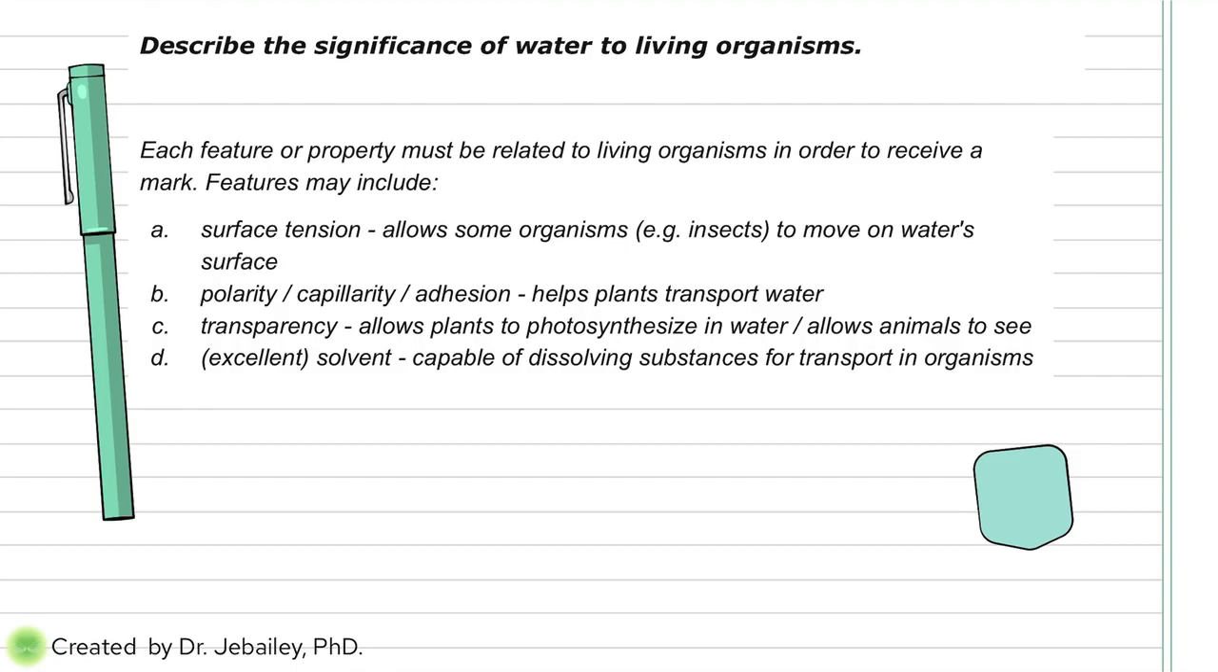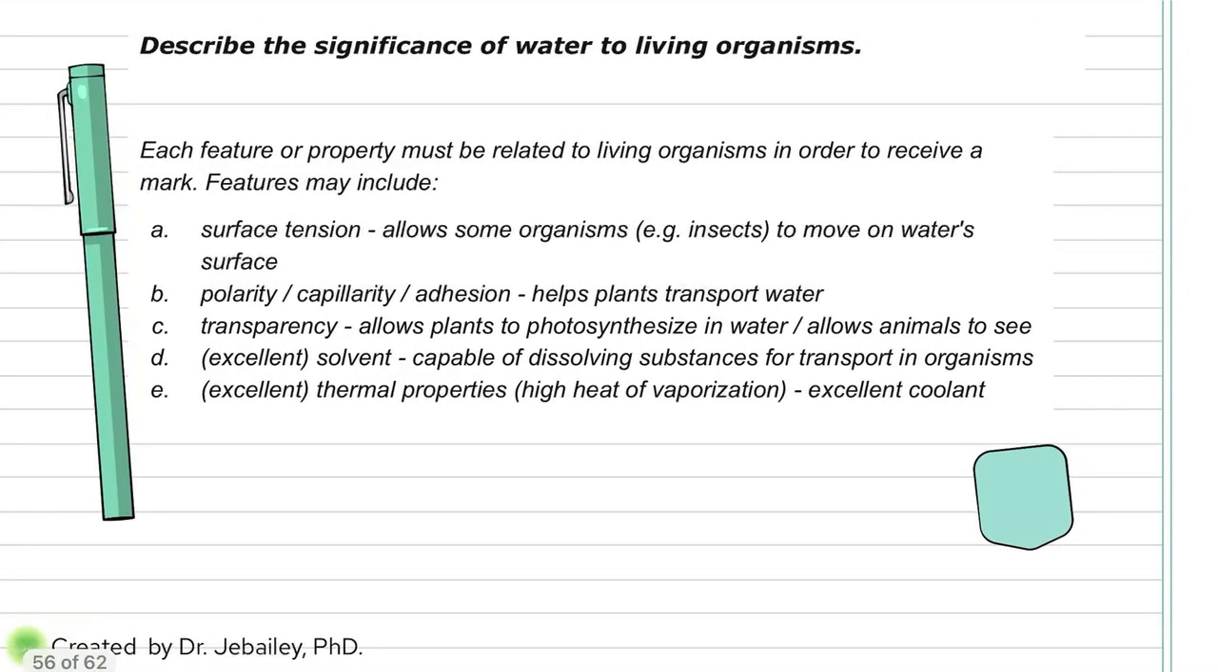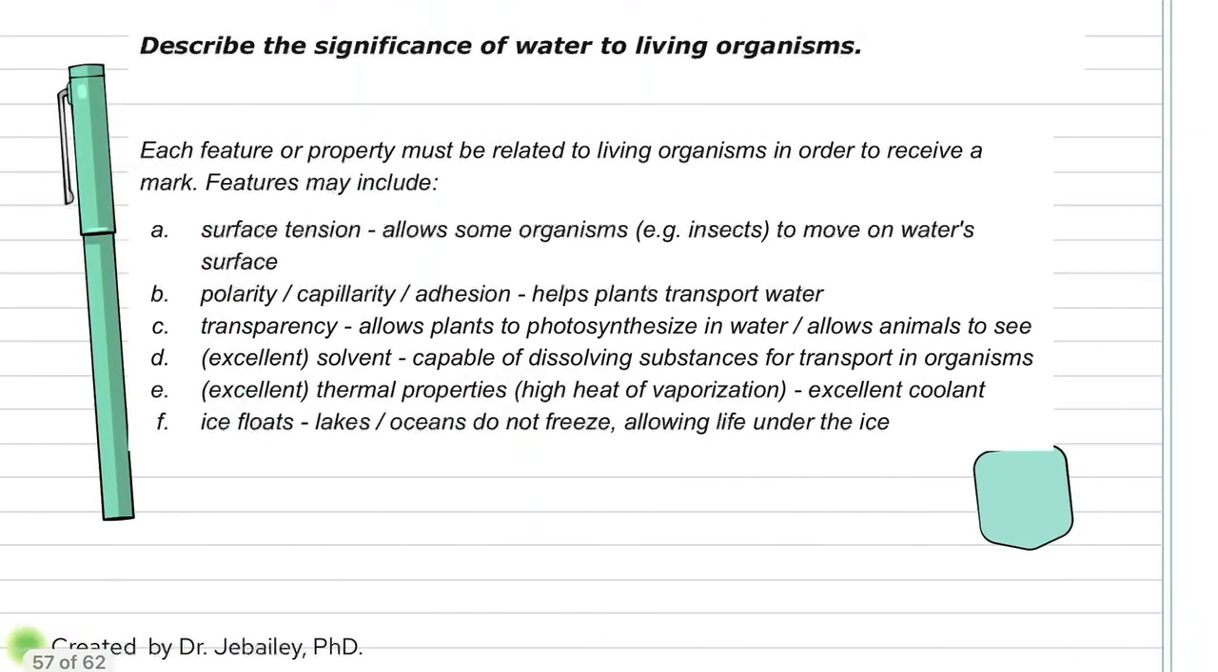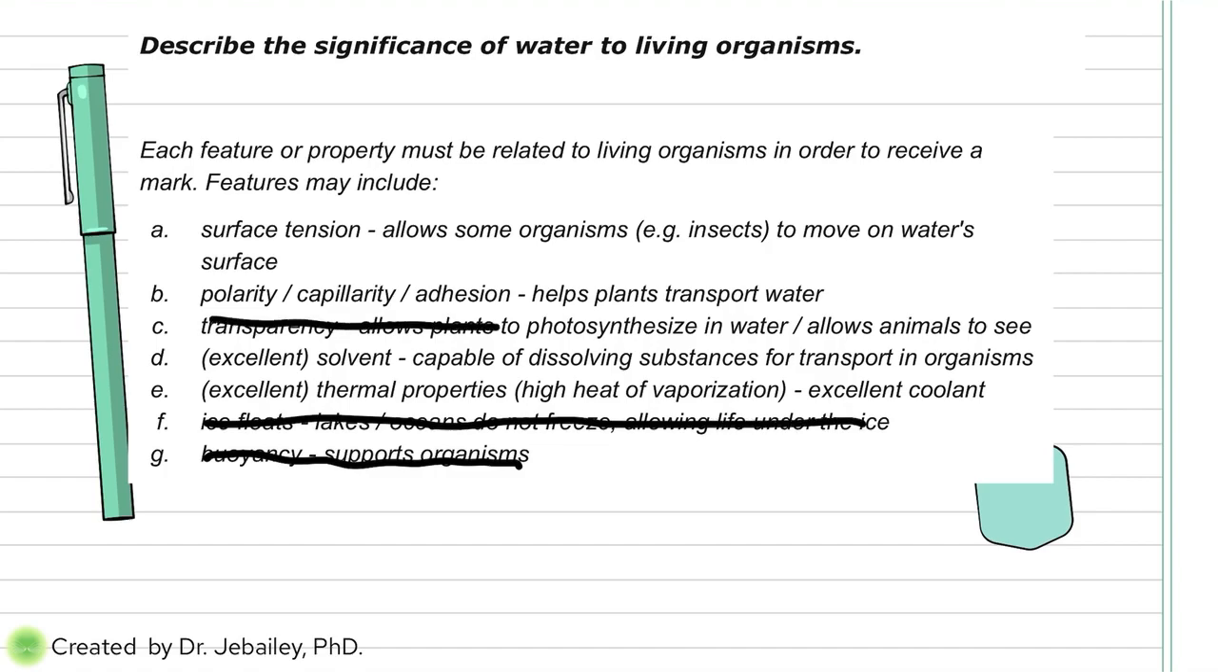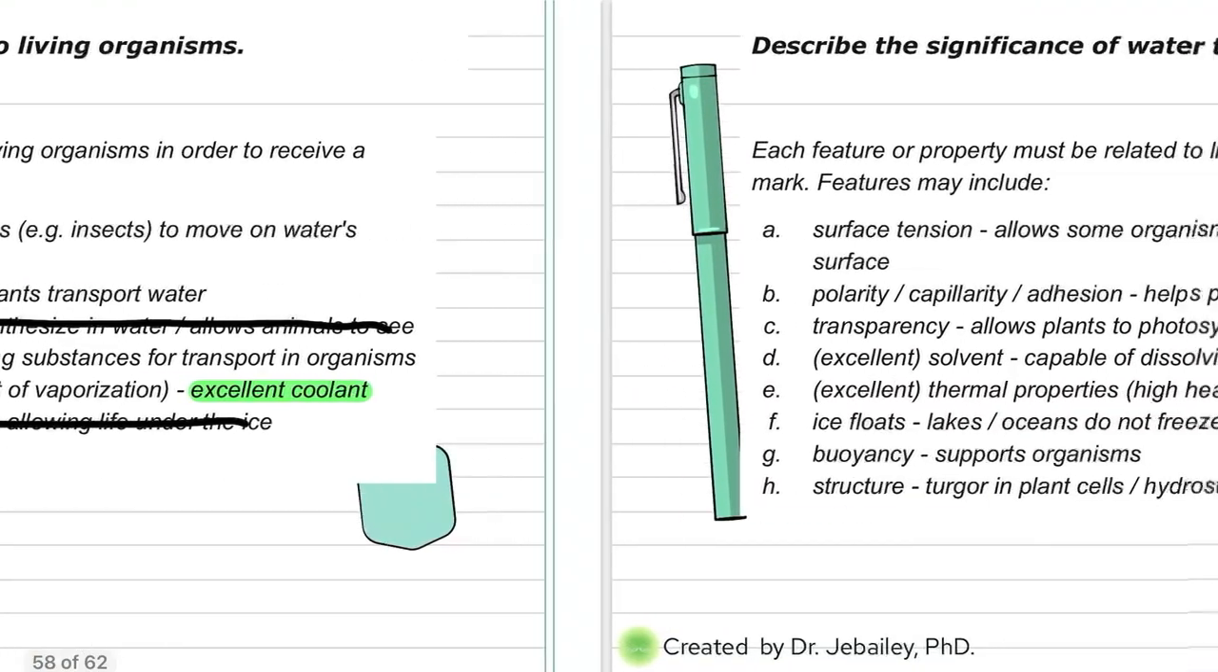Excellent solvent, as I mentioned there, capable of dissolving substances. Thermal properties, heat of vaporization, excellent coolant, again, it's been mentioned. Ice floats is not in the new curriculum anymore, so this is cancelled. And buoyancy is also cancelled. So basically, ice floating, buoyancy, and transparency are not part of the new curriculum, but the other ones do mention, and as you can see, surface tension, capillary adhesion, polarity, solvent, thermal properties, excellent coolants. It's repetitive. If you keep writing all these questions on water properties, you will get the full points.